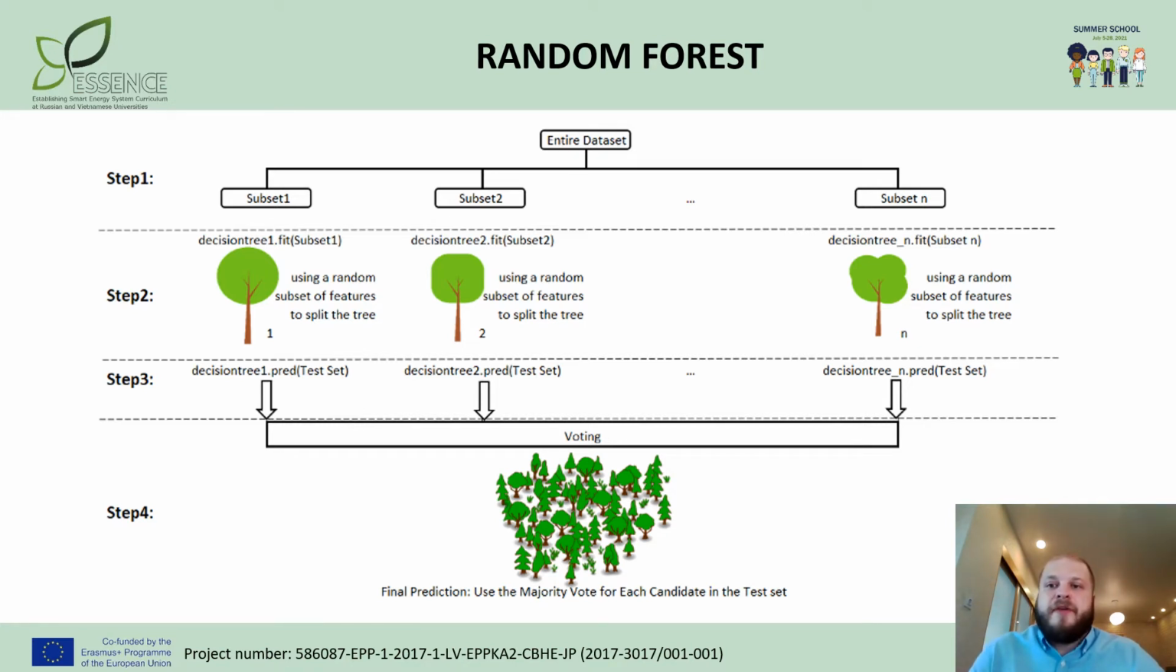Bootstrap aggregating, also called bagging, is a machine learning ensemble meta-algorithm designed to improve the stability and accuracy of machine learning algorithms used in statistical classification and regression. It also reduces variance and helps to avoid overfitting. Although it is usually applied to decision tree-like methods, it can be used with any type of method. Bagging is a special case of the model averaging approach.